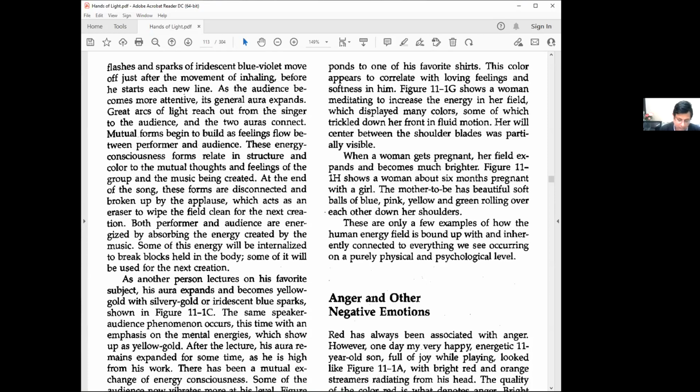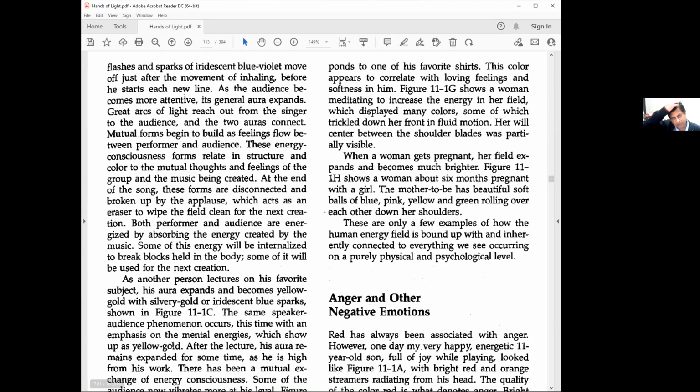These energy consciousness forms relate in structure and color to the mutual thoughts and feelings of the group and the music being created. At the end of the song, these forms are disconnected and broken up by the applause, which acts as an eraser to wipe the field clean for the next creation. Both performer and audience are energized by absorbing the energy created by the music. Some of this energy will be internalized to break blocks held in the body. Some of it will be used for the next creation.